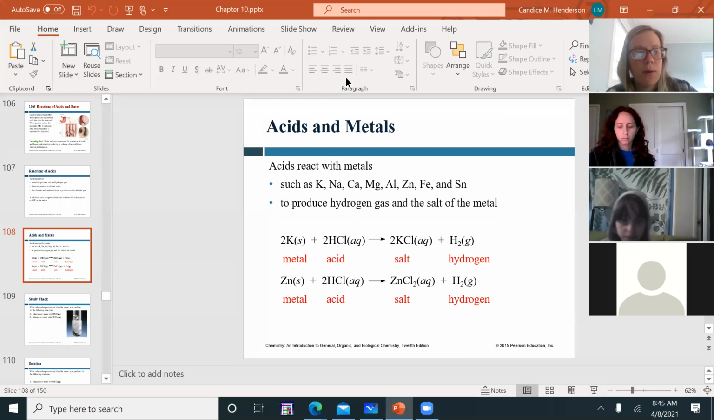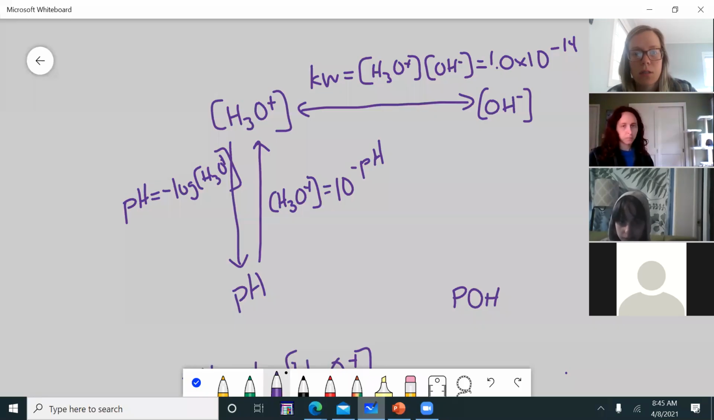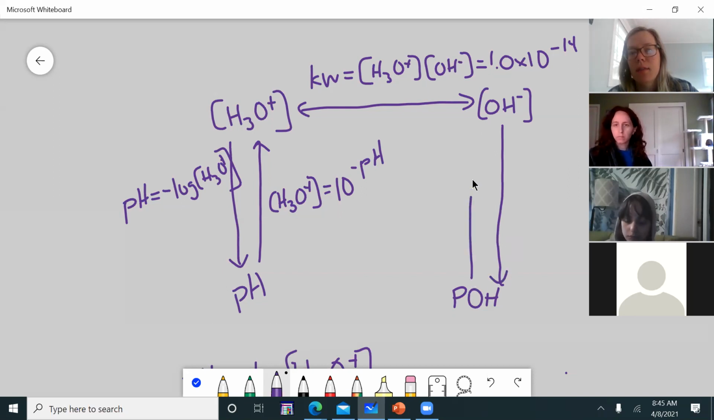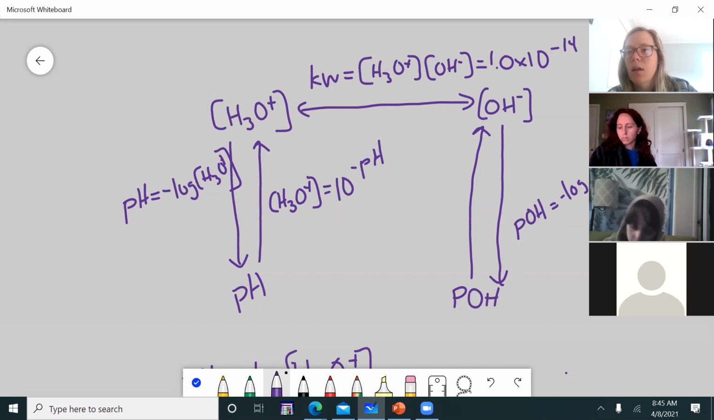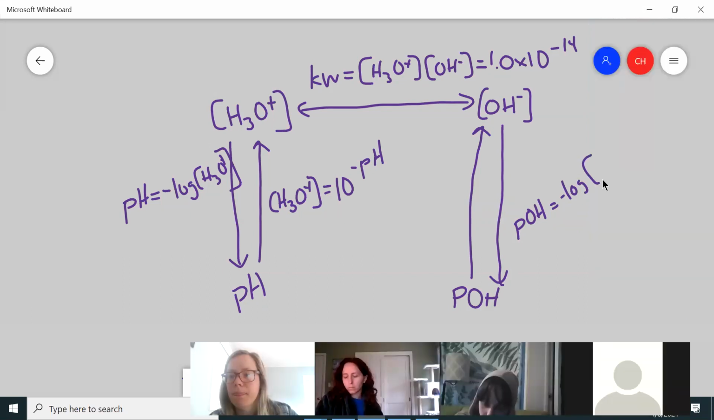So I want to finish up that chart. There's another thing called pOH. pOH is sort of like pH, but it's talking about the OH concentration. The equations are the same, except they're relating these two things. Okay, so whereas the pH is equal to the negative log of the H3O plus, pOH is equal to the negative log of specifically the OH concentration.